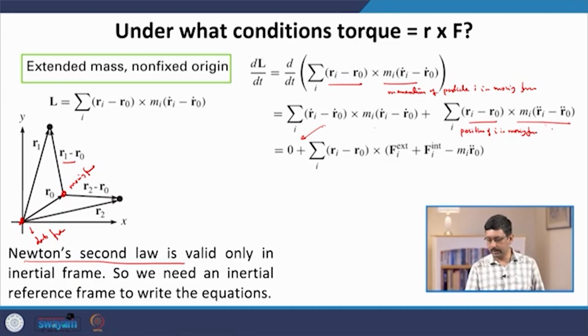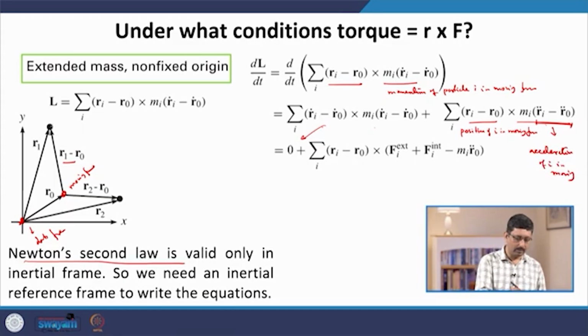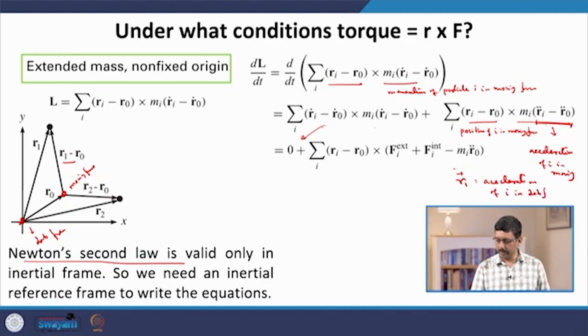The first, so this is the acceleration. So, this quantity r_i double dot minus r_0 double dot is the acceleration of i in the moving frame. So, this is the acceleration of the particle i in the moving frame, and r_i double dot is the acceleration of i in the lab frame, which is the fixed frame. This is the difference. Now, let us work out these terms.